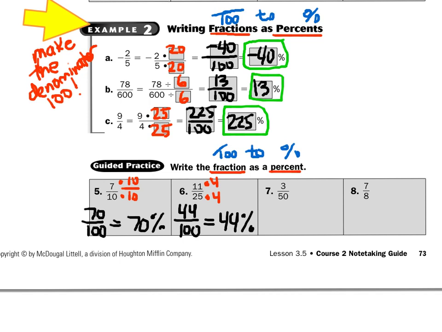Take a look at number 7. 3 over 50. Well, I take a look at the 50 and I say, well, I could multiply 50 by 2 to make it become 100.